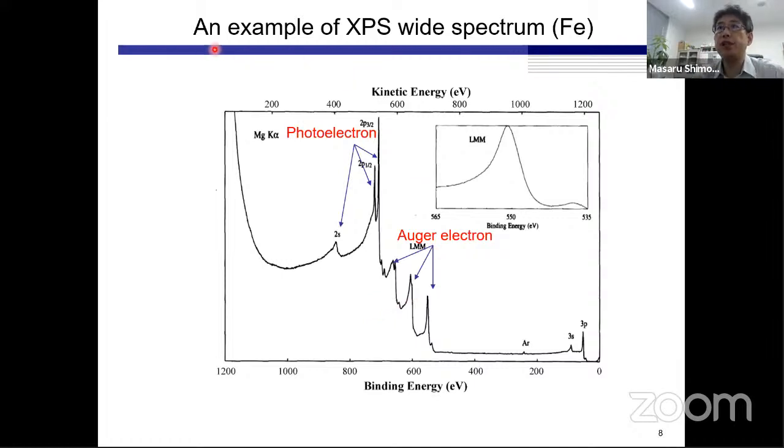And also this is an example XPS wide spectrum in the case of iron. Look at here, it's a peak of photoelectrons. Mg K alpha, magnesium K alpha, is used for the excitation. And in here, the 2p peaks of photoelectrons and 2s peak of photoelectrons. And also here, there are Auger peaks, Auger electron peaks. It is called LMM. So let me explain about the photoelectron and Auger electron excitation next.